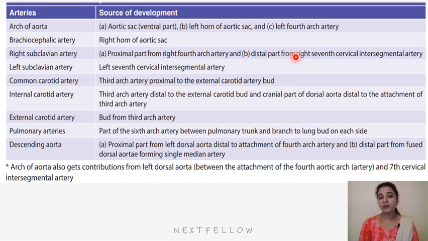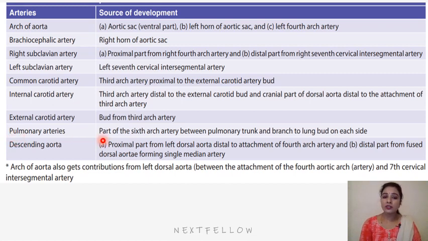The distal part of the subclavian artery is derived from the seventh cervical intersegmental artery. Next, for the left subclavian, there is no arch artery to give rise to it, so it is derived from the left seventh cervical intersegmental artery. Common carotid is from the third arch artery proximal to the external carotid bud. Internal carotid is from the third arch artery distal to the external carotid bud. The external carotid artery develops as a separate bud from the third arch artery by means of angiogenesis.